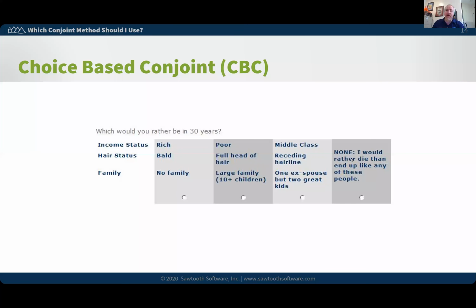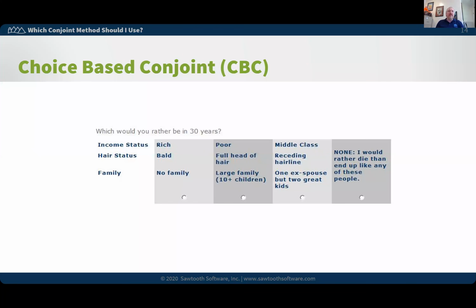You also may give them an option none. I'd rather die than end up like any of these people. So this is a typical CBC task. Don't worry, we've never actually asked this of real respondents. I had somebody in a workshop one time get really upset because I had this I'd rather die question on here, and she was worried that I'd actually fielded a survey like this and might have caused somebody to commit suicide. So please don't commit suicide because I've asked this question. But there's a typical choice task.